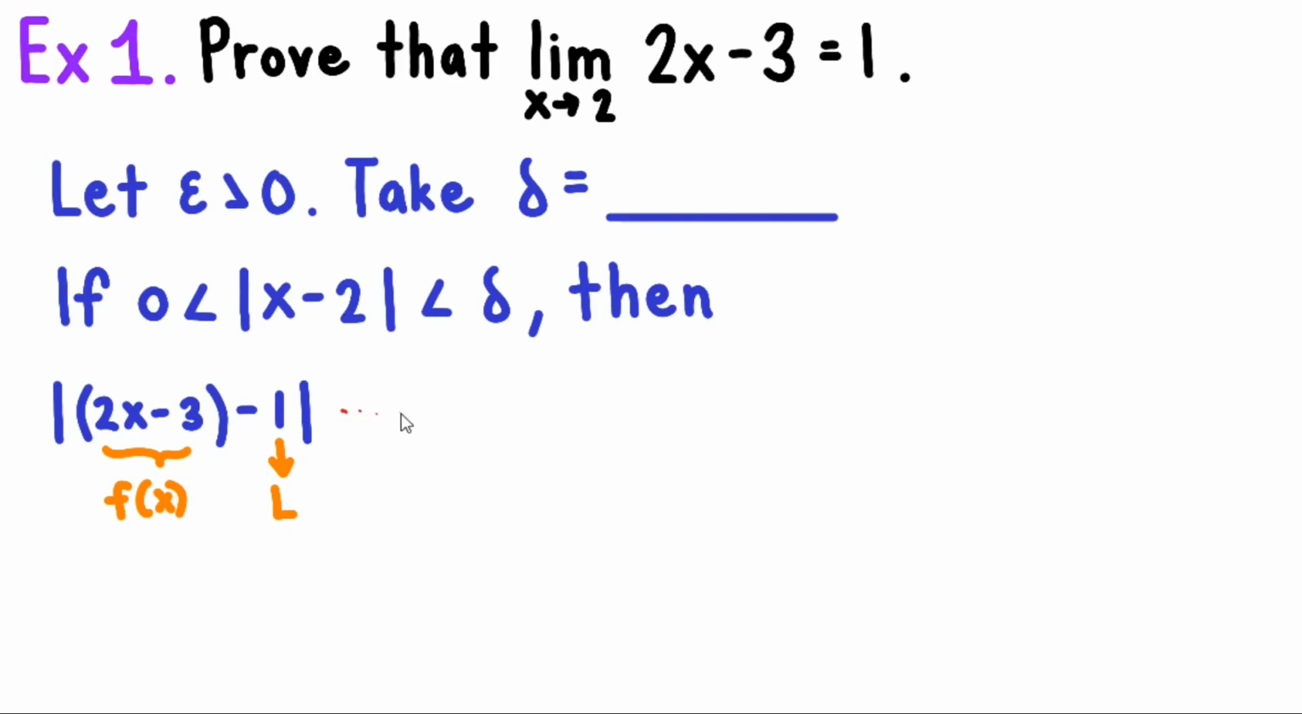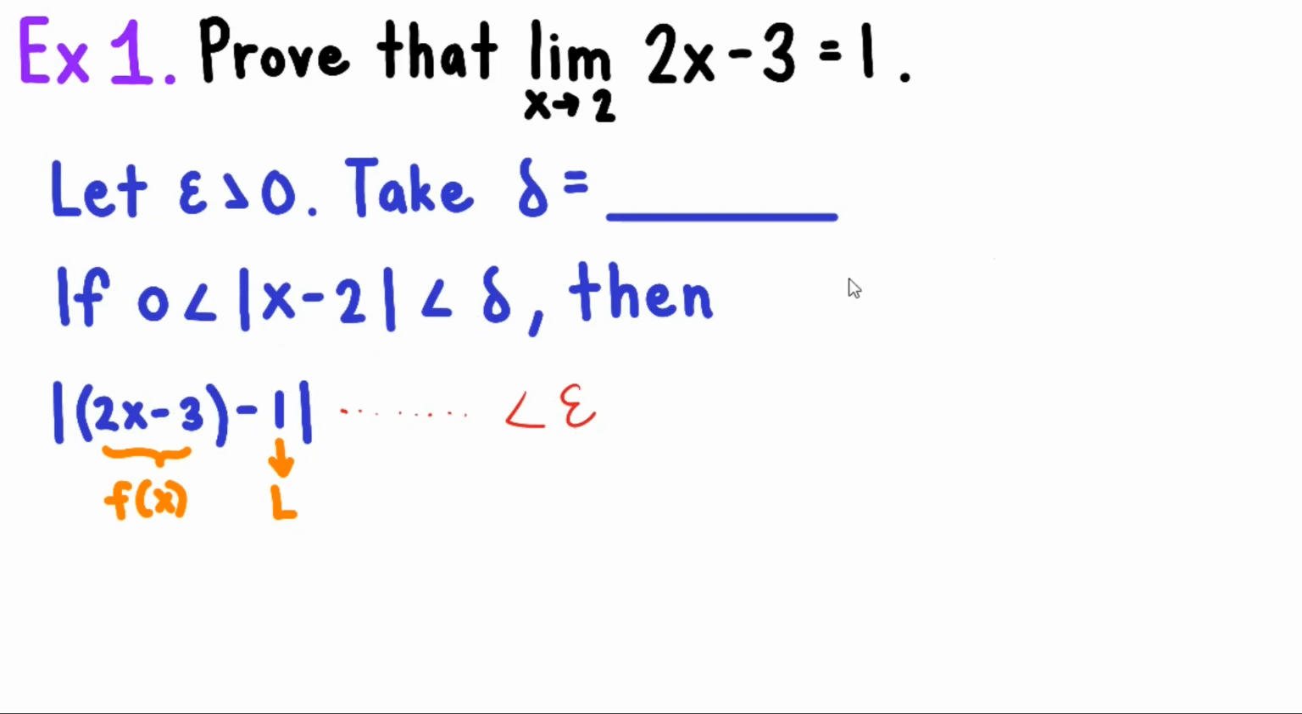We'll do that by applying some steps, since we can't immediately show that this is less than epsilon. But this is our goal, so keep that in mind. So again, we let epsilon be greater than 0, take delta to be something that we'll supply later, and then if this is the case, then this must be less than epsilon.